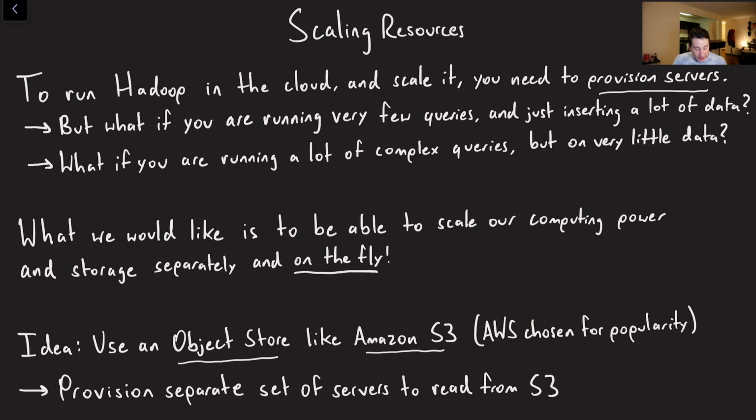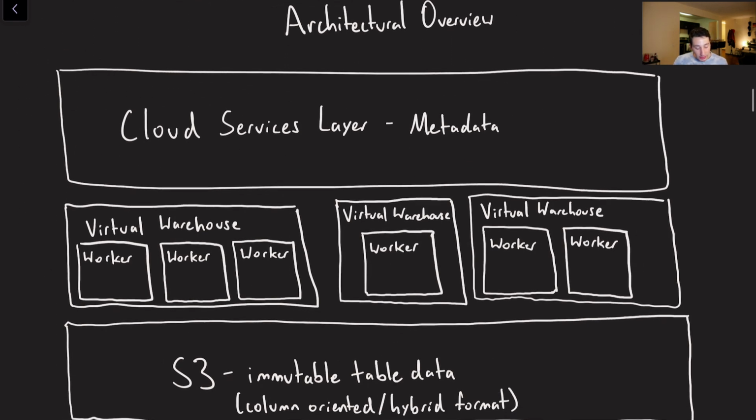And so this is very nice because now all of a sudden, we put all of our data, all of our files of basically table data in S3, and then what we can do is provision a second set of servers specifically for the actual compute of running the queries on that data. And so that is going to be this separate set of servers. So let's go ahead and describe this architecture at a high level.